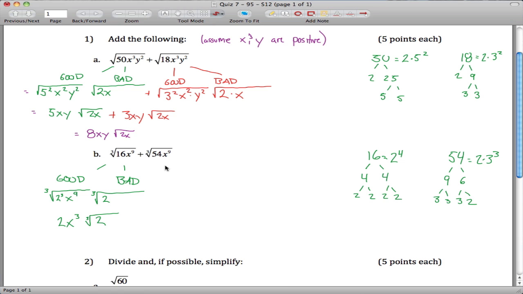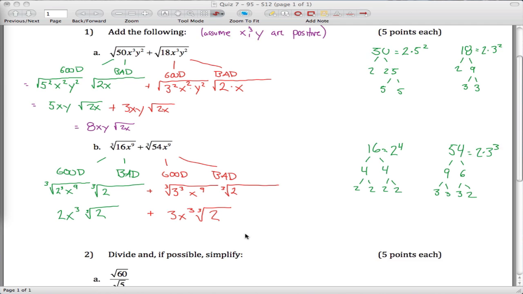Then this other guy here, get the good and the bad. Let's see, we got 54, which is 2 times 3 cubed. Put the 2 on the bad, it's not a perfect cube, but the 3 cubed is a perfect cube, so we'll put that over here. And again, x to the 9th, we'll put all 9 of them over on this side. The reason we do that is because the cubed root of 3 cubed is just 3. The cubed root of x to the 9th is x cubed. And we have that times the cubed root of 2.